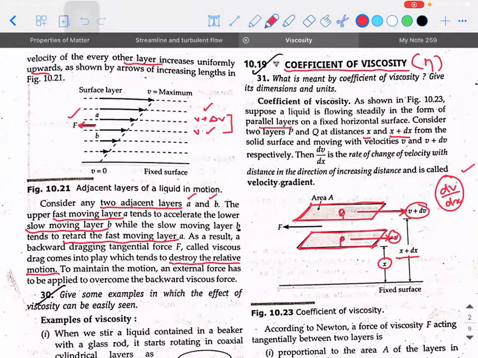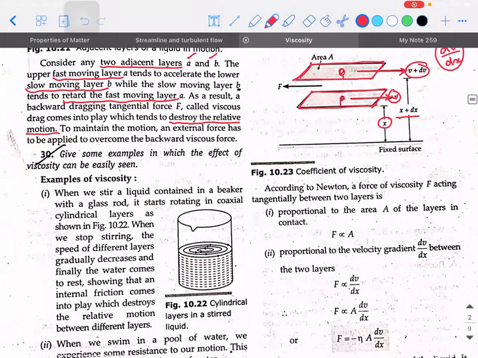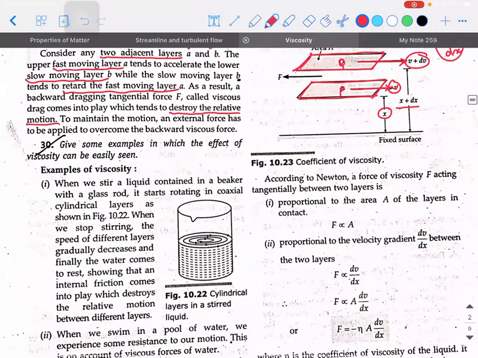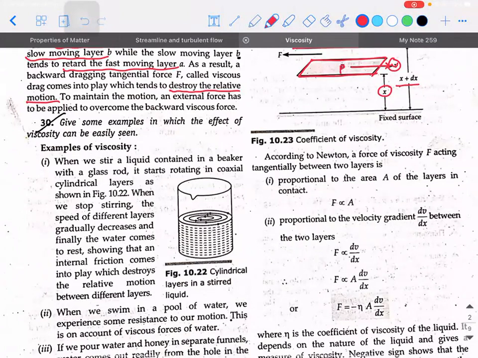This year you would have learned something called potential gradient, meaning potential changing with respect to distance. Correct? Then dV by dx is called the rate of change of velocity with respect to distance in the direction of increasing distance, and is called the velocity gradient. Right? So here it is an empirical relation. There is no derivation. It is observed and it is expressed.